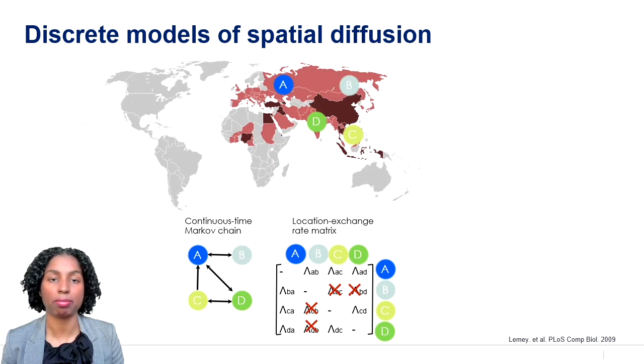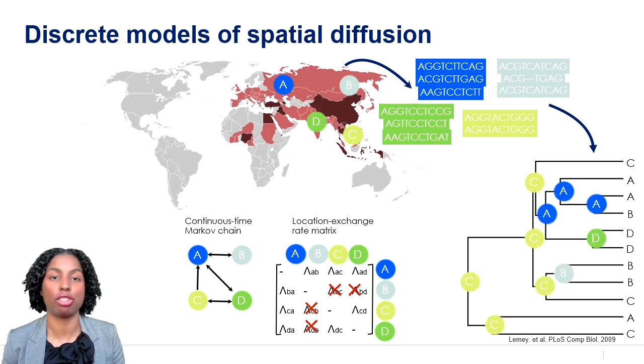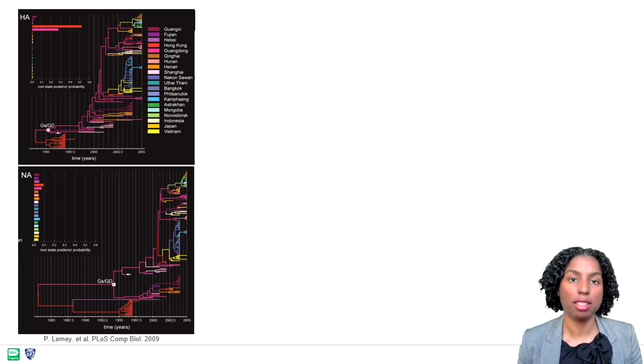Now, the aim is to jointly reconstruct the evolutionary history and the discrete location state at the ancestral nodes based on the sequence and location data observed at the tips of the tree. This kind of ancestral reconstruction has been used extensively in molecular epidemiology and has largely substituted older parsimony approaches.